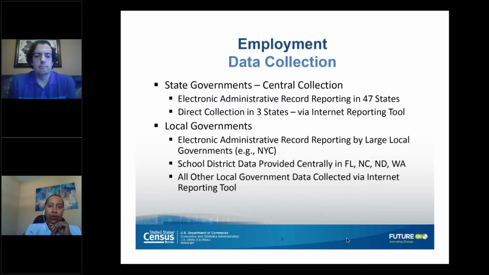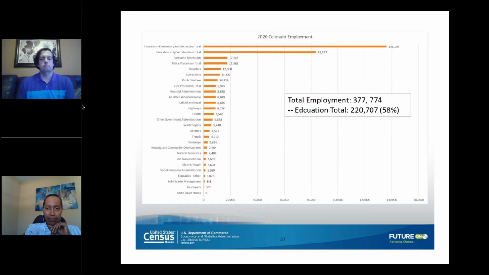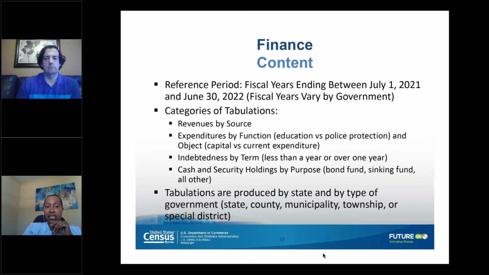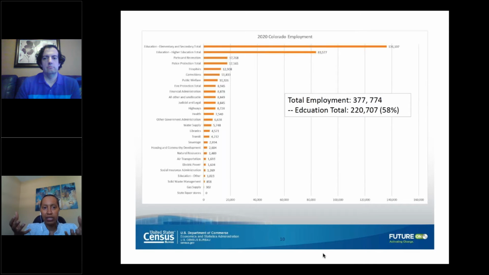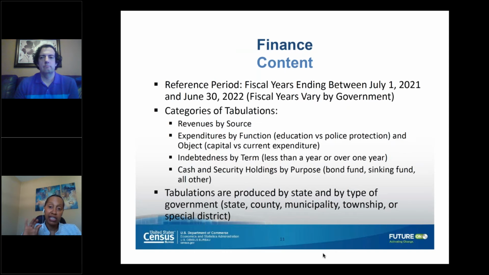Data collection for the employment component is done through various methods for state and local governments. For the state governments, we have a central collection. We typically get administrative records from about 47 states. And then we have direct collection via our internet reporting tool for the remaining states. And that's just for state governments.